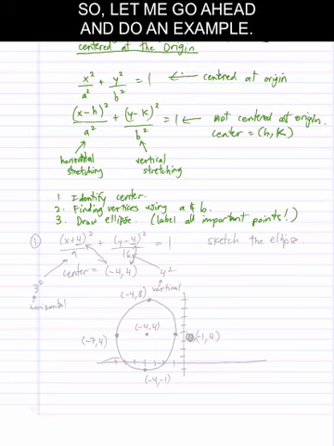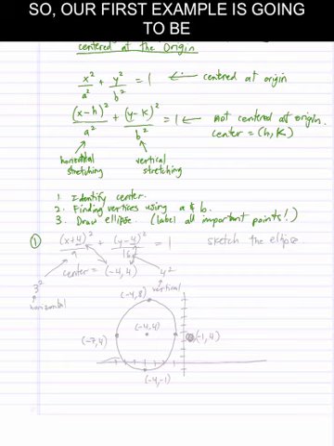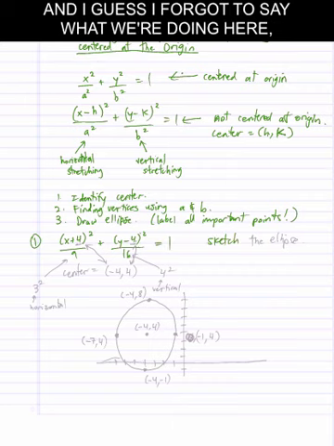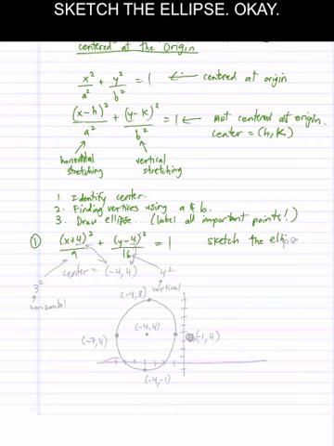Alright, so let me go ahead and do an example. So our first example is going to be (x plus 4) squared over 9 plus (y minus 4) squared over 16 equals 1. And I guess I forgot to say what we're doing here. Sketch the ellipse.